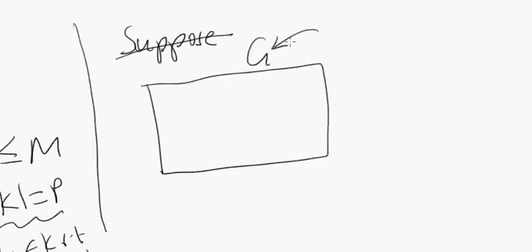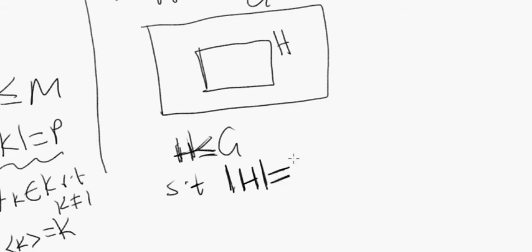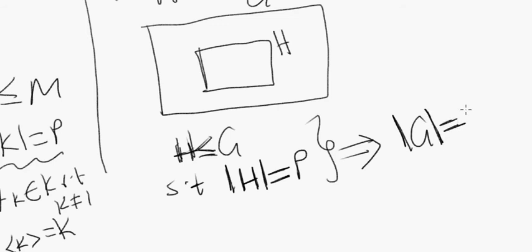Let G be a group. Suppose that there exists H, a subgroup of G, such that the order of H equals some prime p. Well, does this imply that the order of G equals p to the alpha for some alpha greater than or equal to 1? Is that necessarily true?